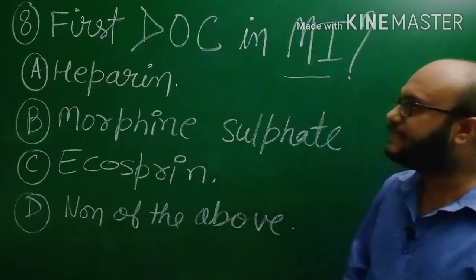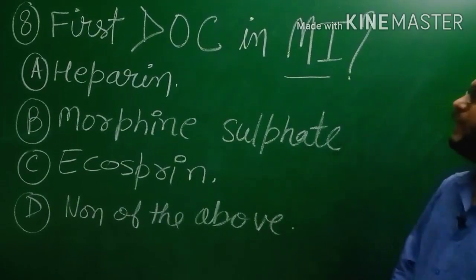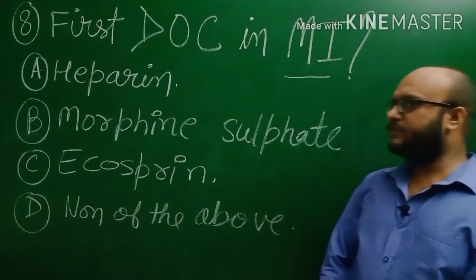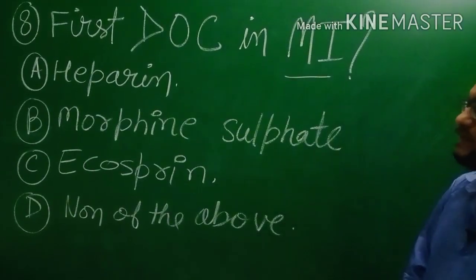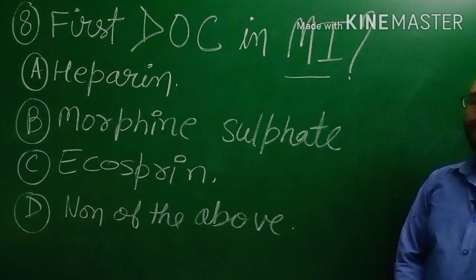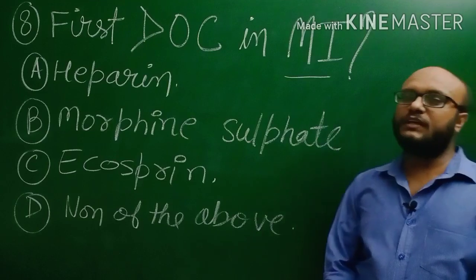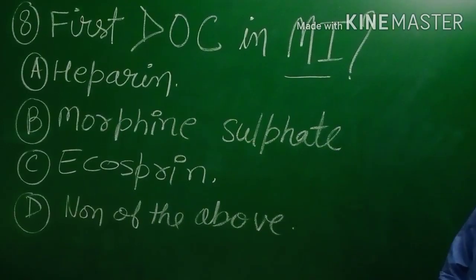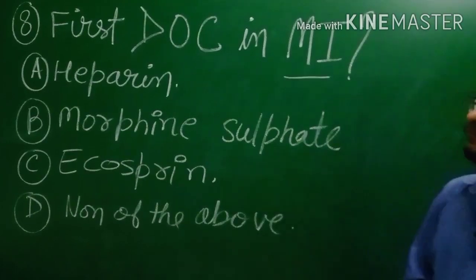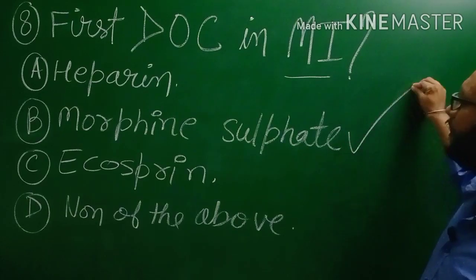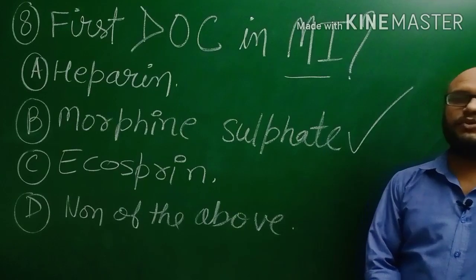Question number 8. What is the first drug of choice in myocardial infarction? The options are option A, heparin, option B, morphine sulfate, option C, ecosprin, option D, none of the above. Myocardial infarction is a very important condition. Most frequently asked questions come from this topic. If you know the answer, please write it in the comment section below. The right answer is option B. Morphine sulfate is the drug of choice in case of myocardial infarction.